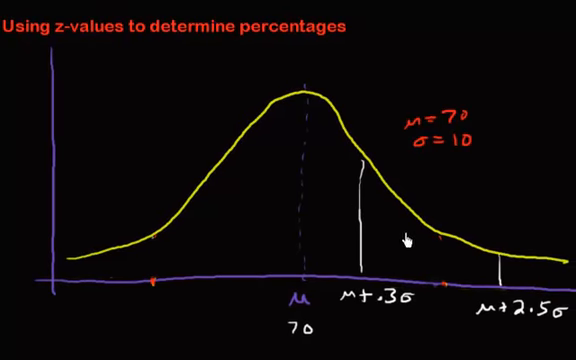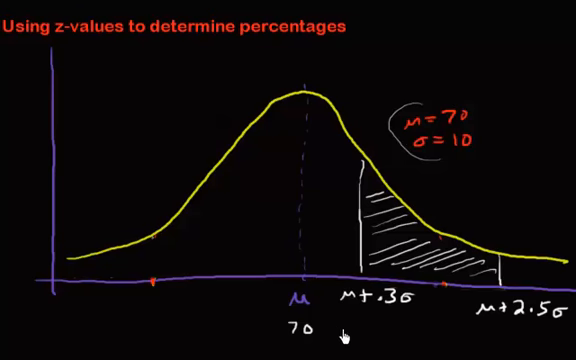In our final example, I want to find the percentage between mu plus 0.3, so go up 0.3 standard deviations, and 2.5 standard deviations. If you plug in all our information, this would be 73, and this would be a 95. So in this case, I'm asking what percentage of people score between a 73 and a 95. If this was a word problem, you'd have to find the z-values, but we already know the z-values. We have 2.5 here.